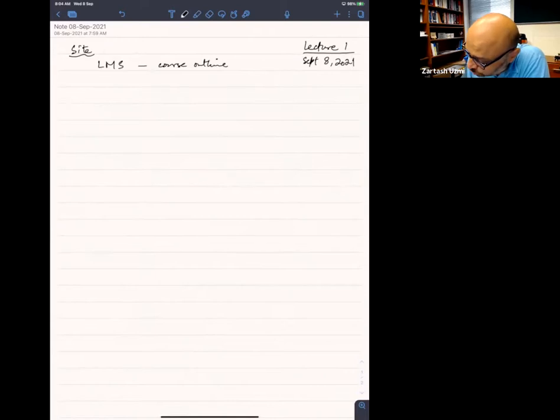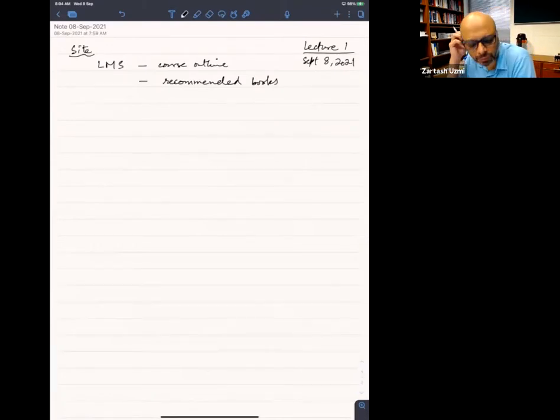We will also put copies of the recommended books. There is no required book, but we do have recommended books for the course. We will upload the copies of those recommended books onto LMS, so you will have a soft copy of those books to take a look at and attempt some topics and problems from those books.